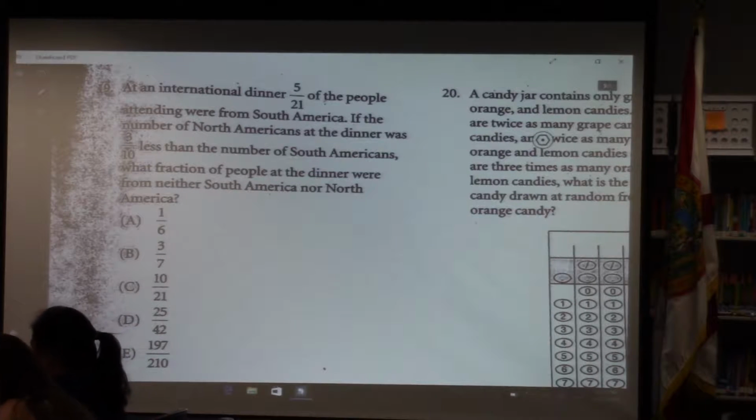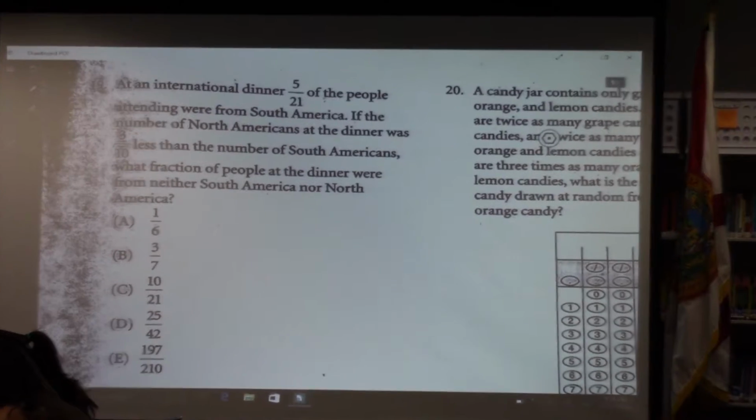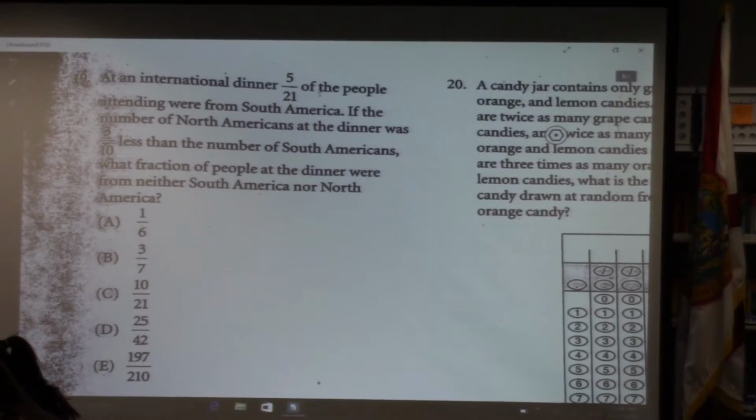Okay, so at an international dinner, 5/21 of the people attending were from South America. If the number of North Americans at the dinner was 3/10 less than the number of South Americans, what fraction of the people at the dinner were from neither South America nor North America?